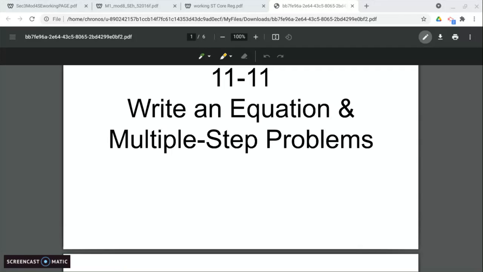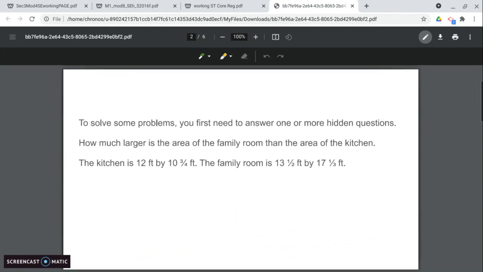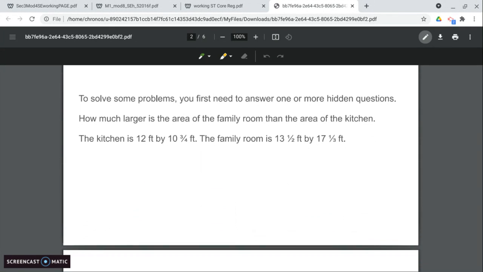Hey guys, welcome back. So what we're looking at today is 11-11, write an equation and multi-step problems. So to solve some problems, you first need to answer one or more hidden questions.